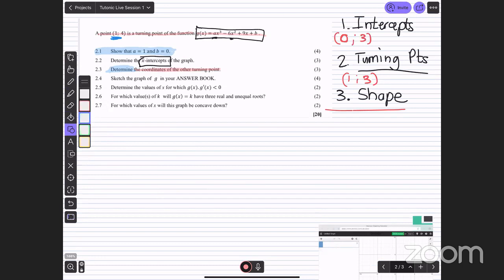The gradient turning point. Somebody said, what do we mark on the number line? The positive turning point. Yes, turning point. So what are the two turning points? It's 1 and 3. Yes. And then what do we do now?